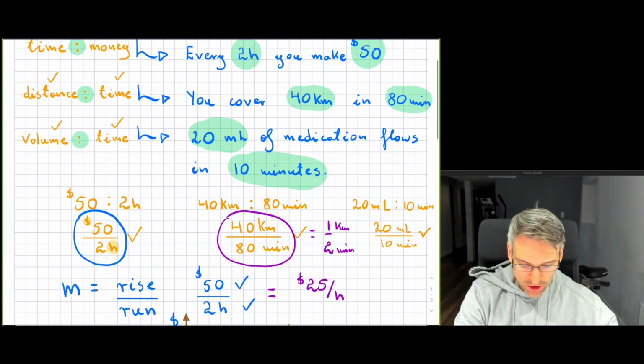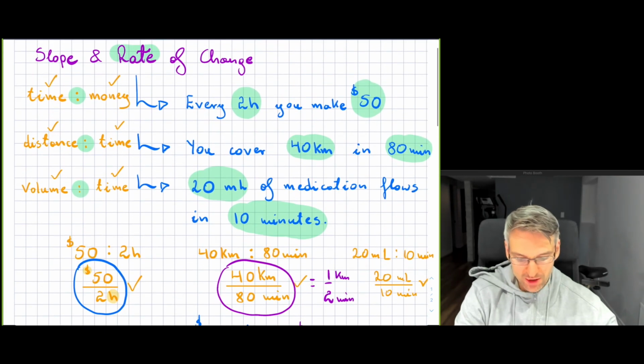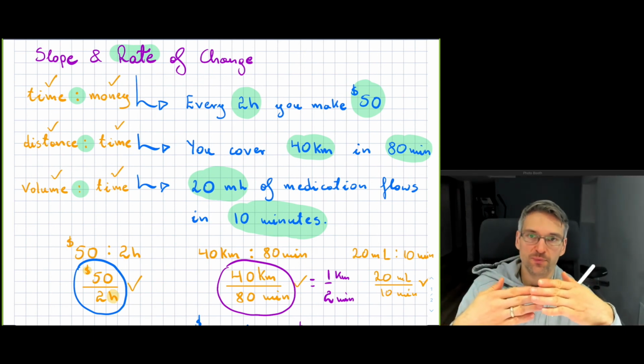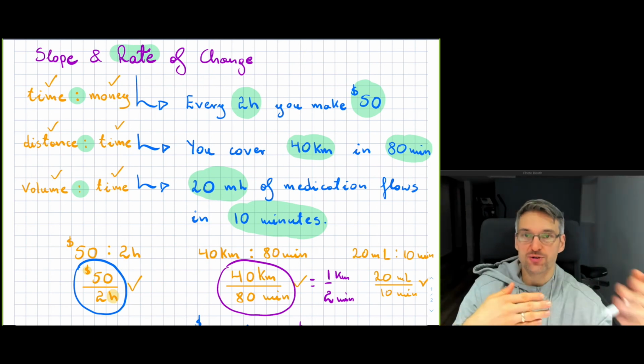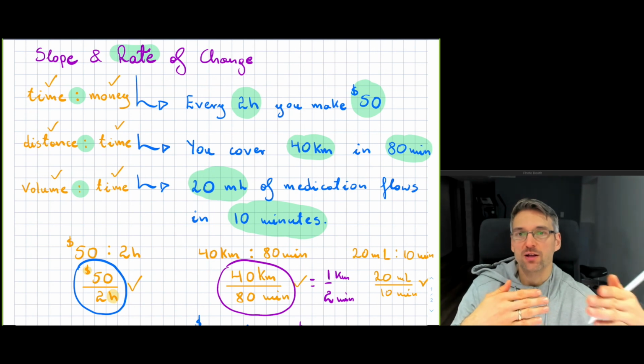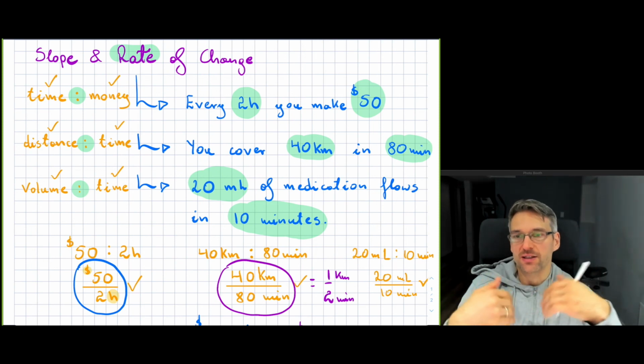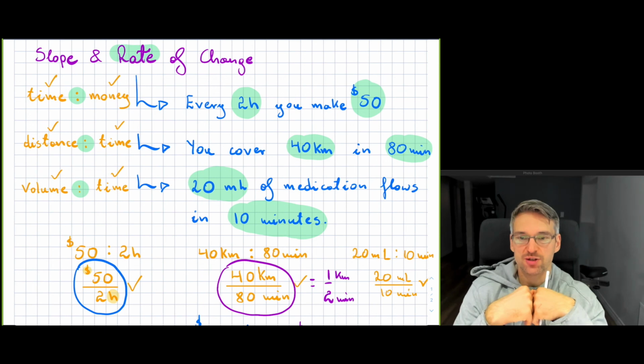Now, why do we call it a rate of change? We call it a rate of change because if you, for example, are working and every 2 hours you make $50, well, if you work more than 2 hours, then the amount of money you make changes, depending on how much you work. So that's why we call it a change. The same thing would happen to any of the other examples.